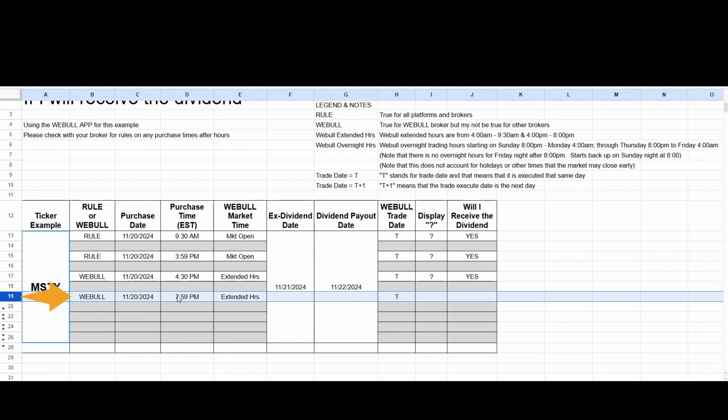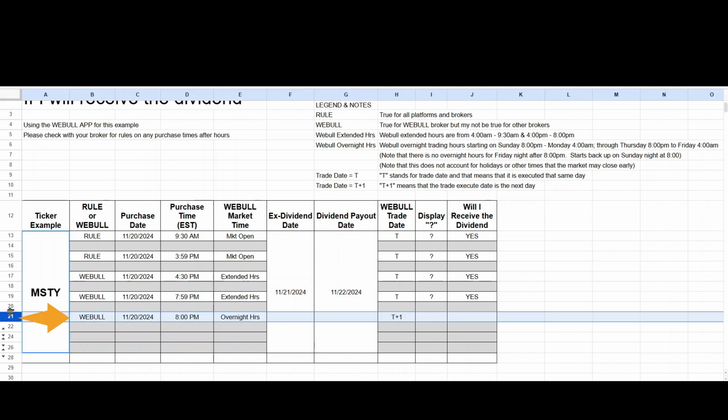So now, again, we just spoke about this one at 7:59 p.m. extended hours, still before the ex-dividend of November 21st, and this is still the purchase date of November 20th, but we are after close of market. It's 7:59 p.m. Okay, we're still in the extended hours for Webull. Will we receive that dividend? Well, I kind of already gave that one away. Yes, we will. So let's look at the next time.